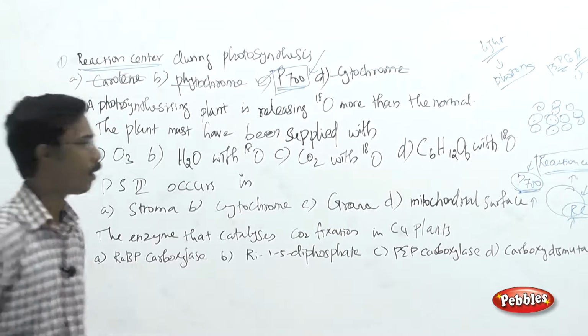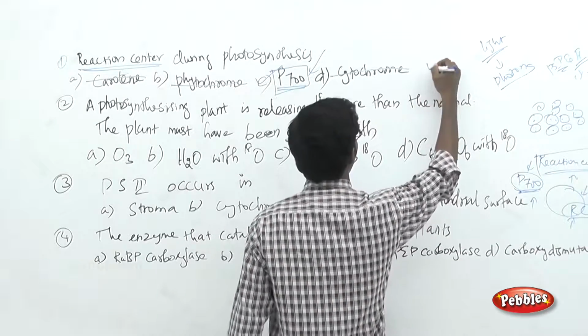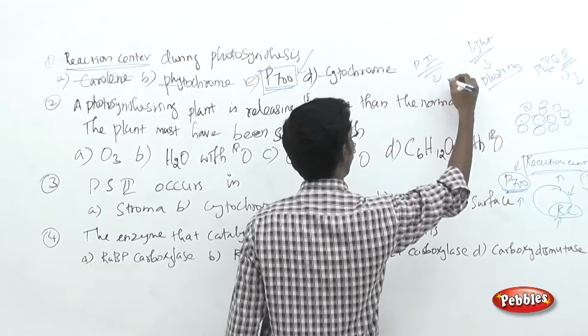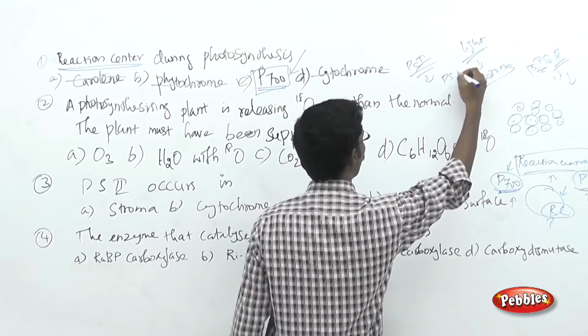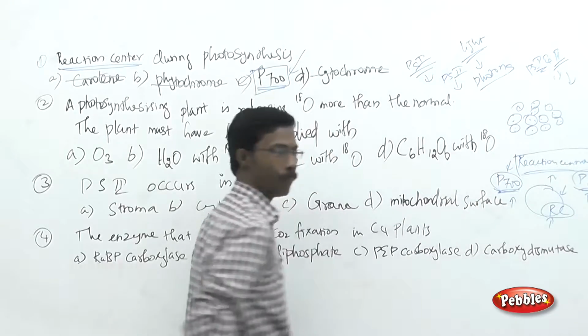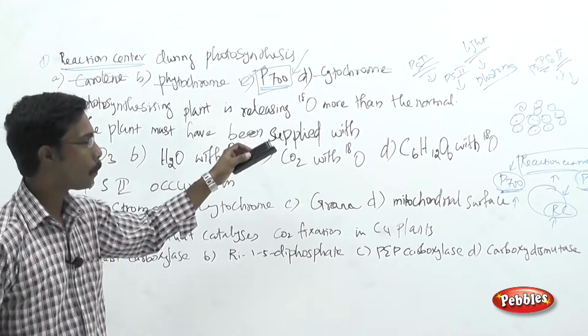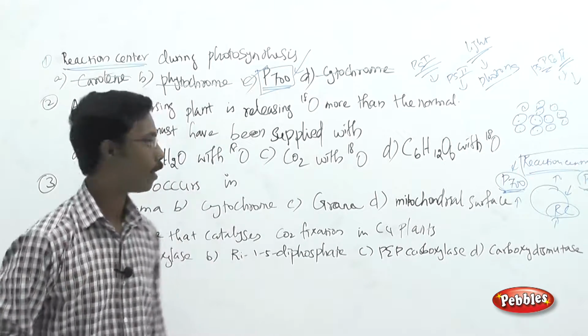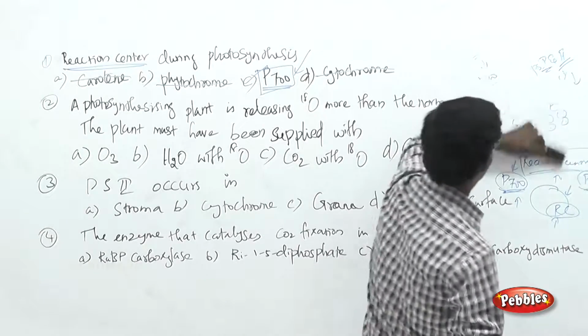Okay, you may get a more specific question: what kind of reaction center is in photosystem 1, or what kind of reaction center is in photosystem 2. In those types of questions you have to answer whether it is P680 or P700. Okay. And see the next question.